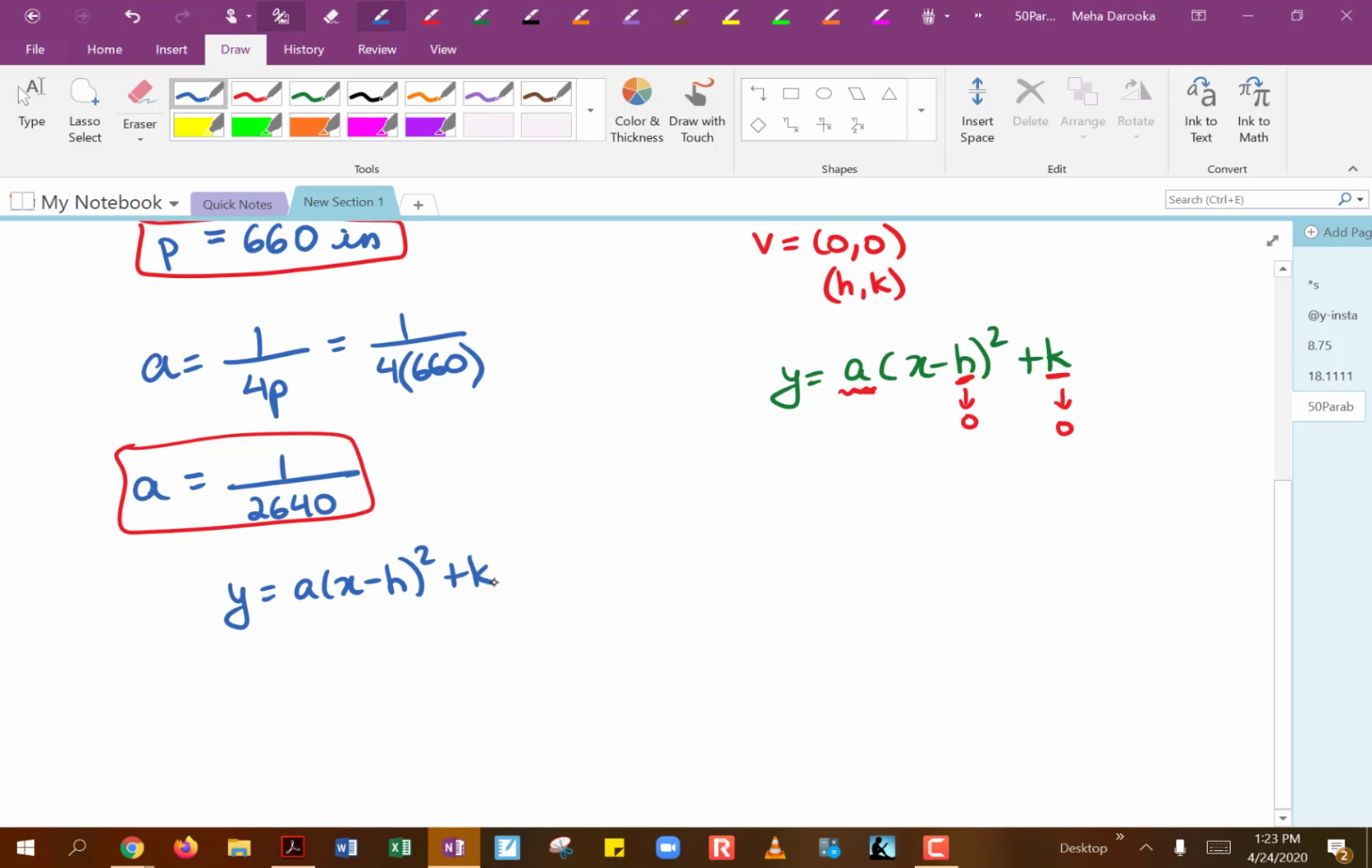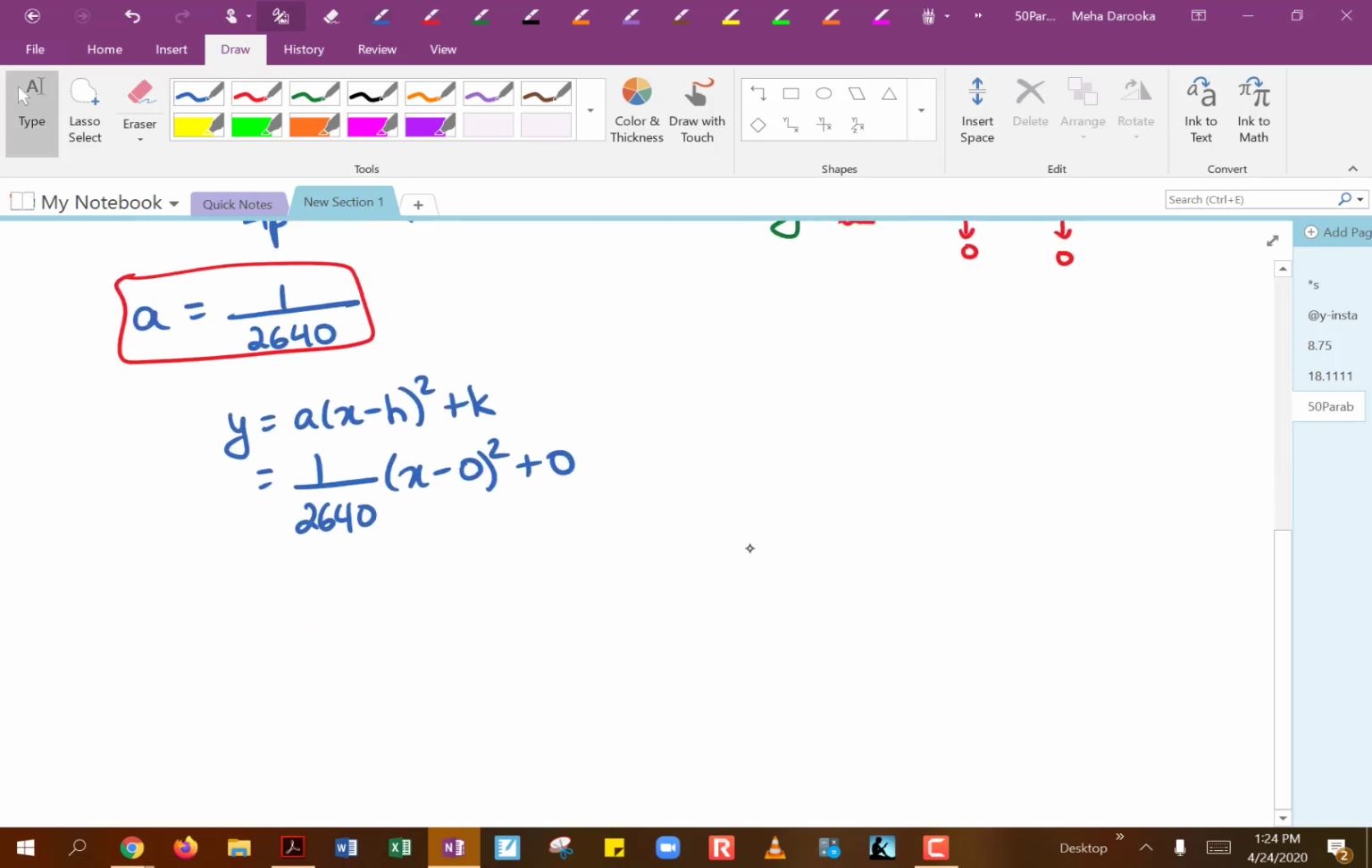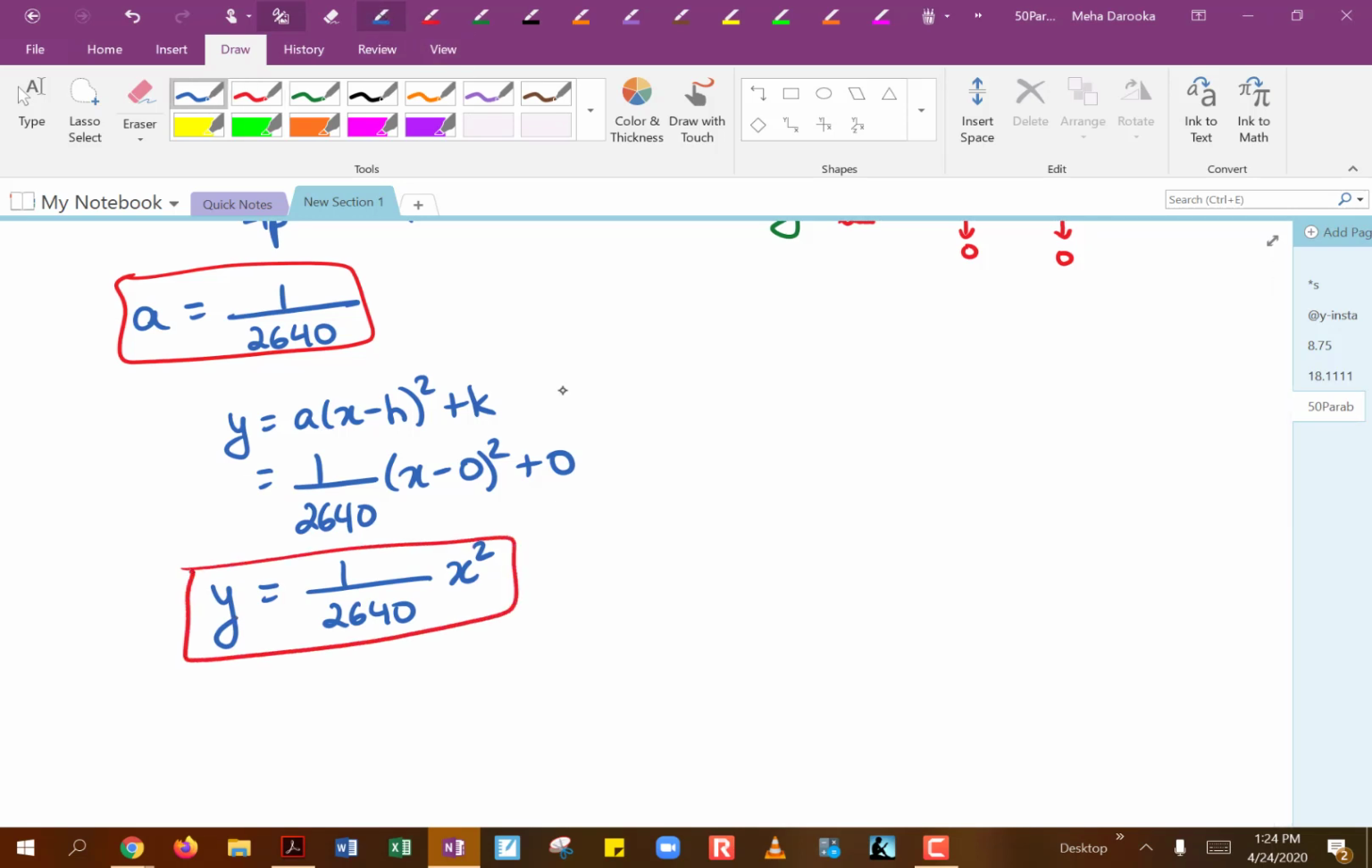Now if you think about this, guys, a is 1 over 2640. Our h value is 0. Our k value is 0. So that will basically come out to be x minus 0, which is x, squared, and then plus 0 disappears. And so you're really only going to get the equation in the form y equals a x squared in this case. Okay? Alrighty, so we have the equation of our parabola.